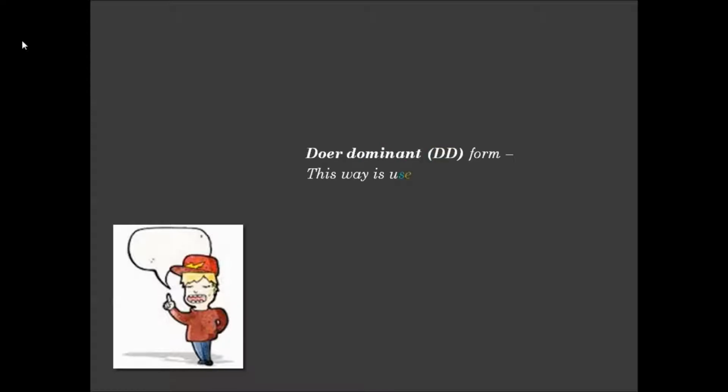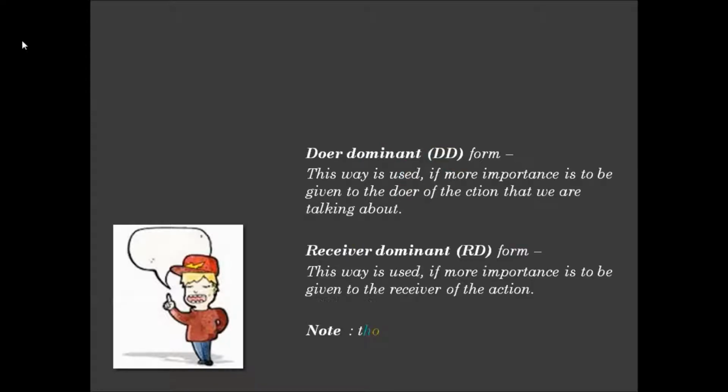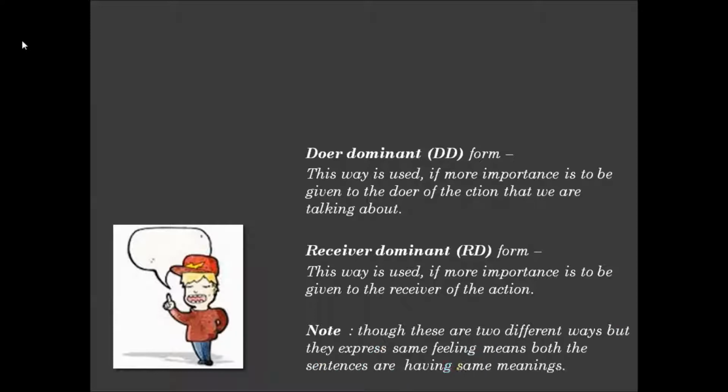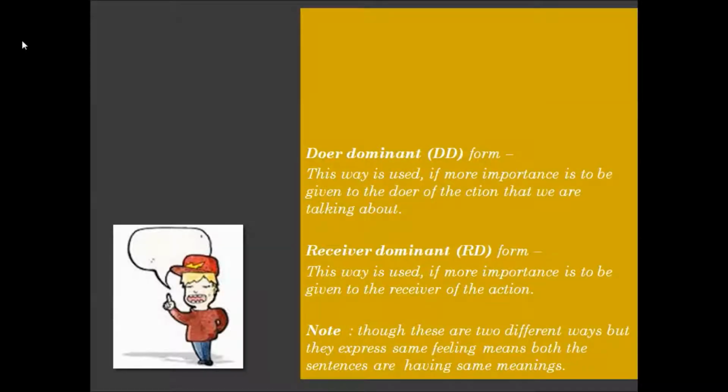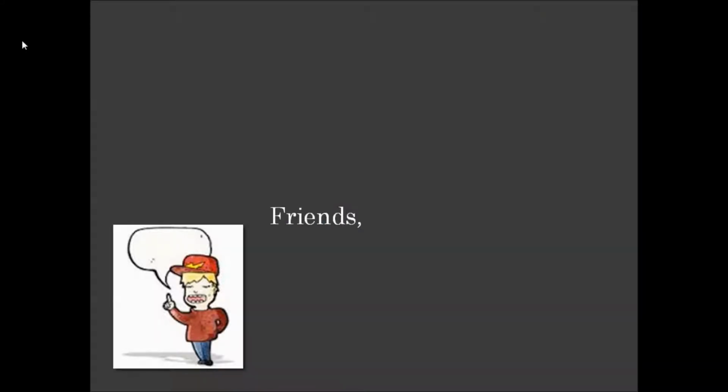Before I conclude, I would like to tell you that every sentence can be uttered in two ways: doer dominant way and receiver dominant way. If doer is important for you, then go for the doer dominant way. If receiver is important for you, go for the receiver dominant way. Now let me tell you one more thing: in grammar, this doer dominant way is called the active voice and receiver dominant way is called the passive voice. Meanings of both the sentences will be the same, just the way of representing the sentences will be different.